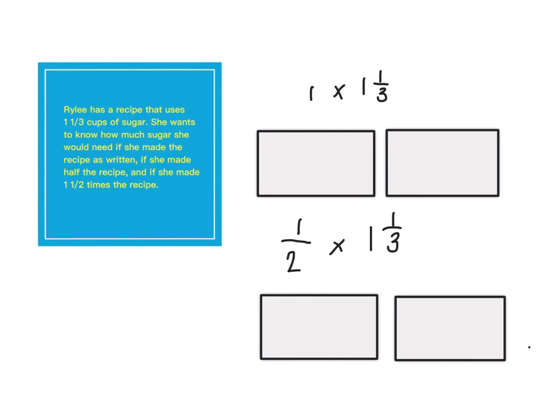All right, so Riley has a recipe that uses 1 1/3 cups of sugar. She wants to know how much sugar she would need if she made the recipe as written, if she made half the recipe, and if she made 1 1/2 times the recipe. So we have some different models here. This first model is going to show us if she made it just as it was written, 1 times 1 1/3 for her sugar. If she made it as it was written, how much?